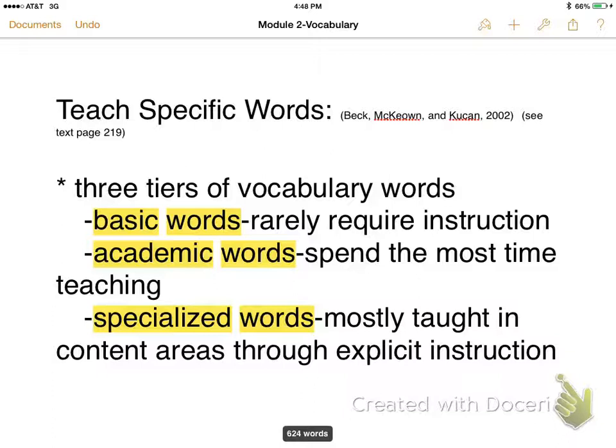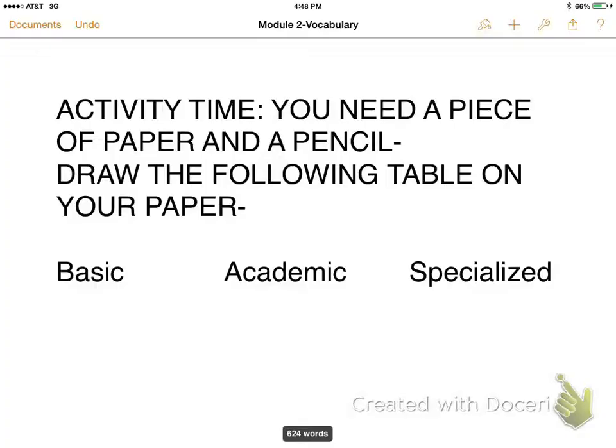And then there's specialized words. These are words that are mostly in content areas. They're words that children are going to come across in science and in social studies, amoeba and words like that. So we're going to spend most of our time teaching academic words, and we're going to learn some strategies for doing that. But the one thing that teachers need to do is teach specific words.